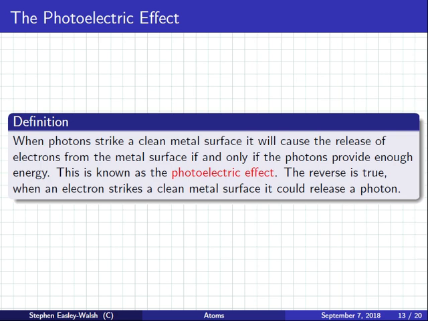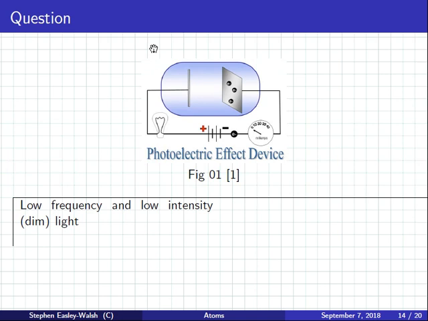Okay, you got that? Okay. Now, let's try and figure this table out together, okay? So, you have low frequency and low intensity. That means dim light. So, here's the electron.